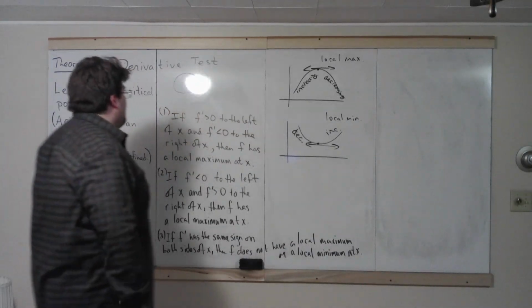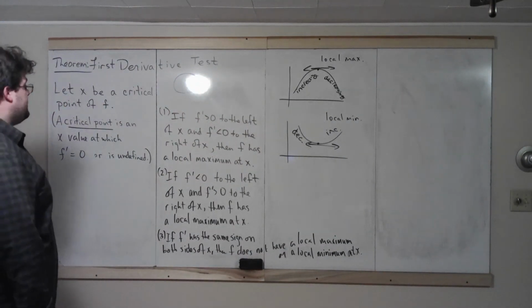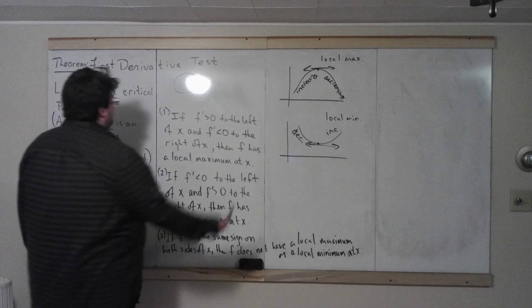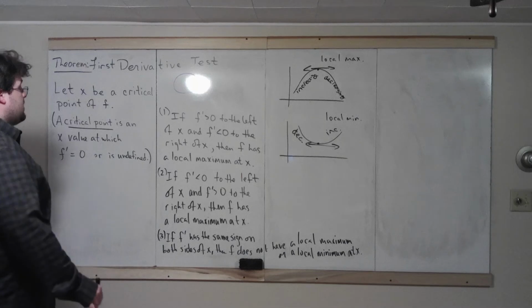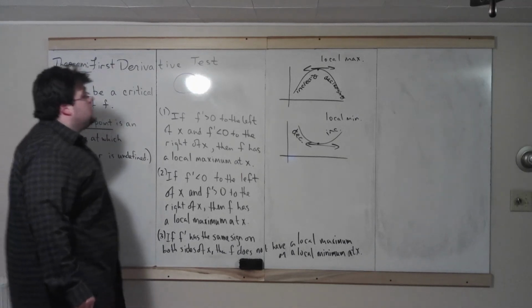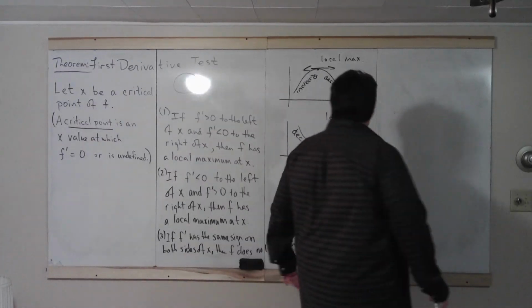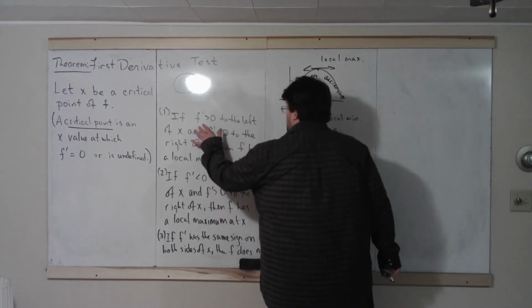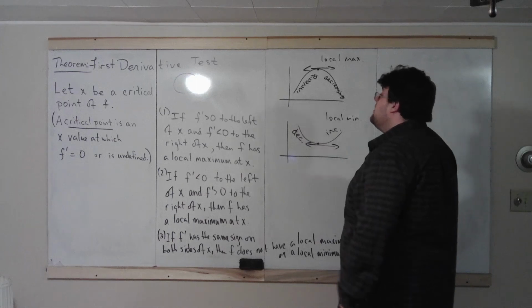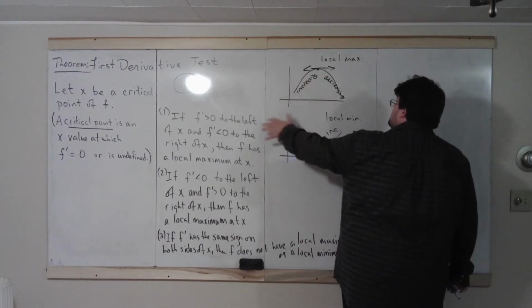1. If f prime is positive to the left of x, and f prime is negative to the right of x, then f has a local maximum at x. And we can see that with this first graph up here. If f prime is positive, then f is increasing. So over here, f prime is going to be positive.